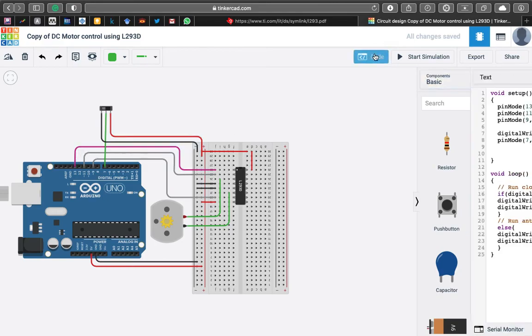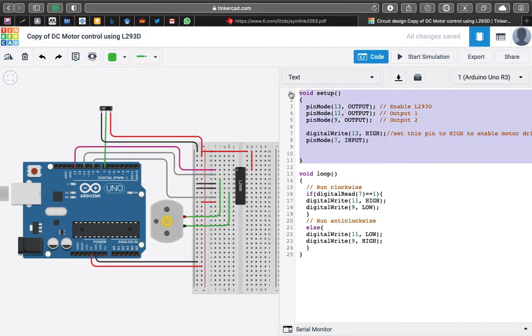So how are we going to code it? This is the setup part. In setup, I'm making pins 13, 11, 9 as output pins, and 7 as the input pin, which comes from the switch. Next is digital write, where in setup I enable the left hand side of the L293D H bridge driver circuit. That's all about the setup part.